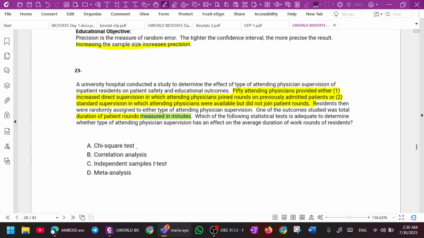So can you eliminate something? If it is two groups, then it is not correlation analysis. Why? Oh, no, I'm talking about, if it is two groups, then it is not a t-test because they are not talking about the mean. Am I right?